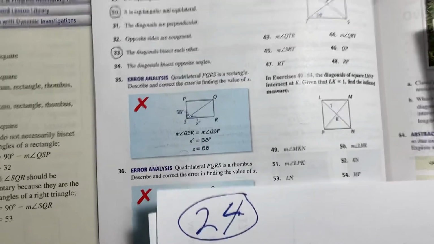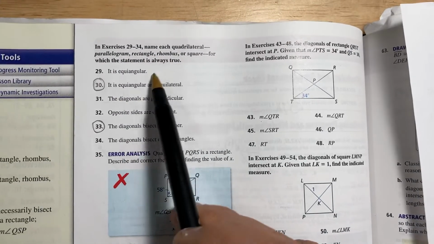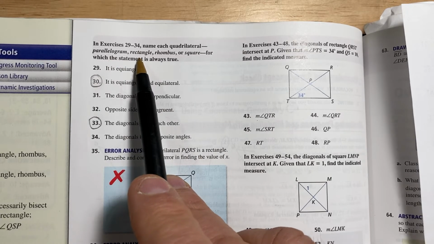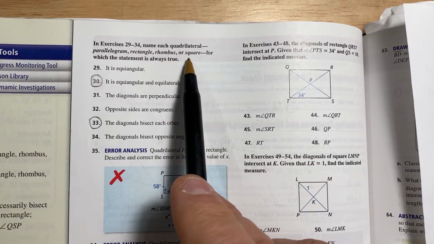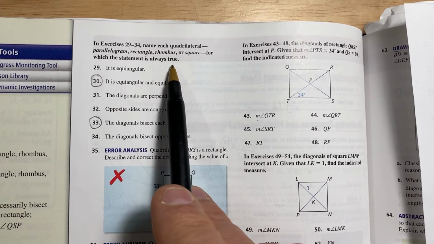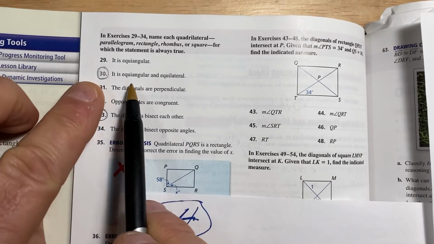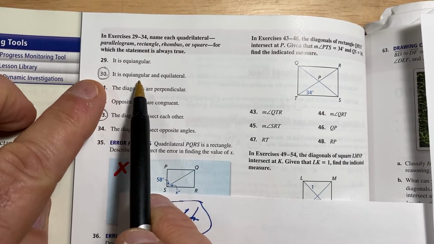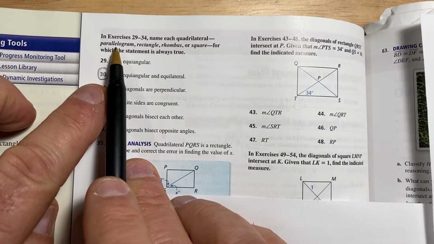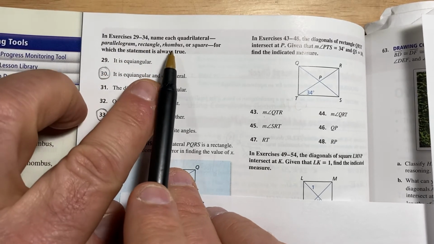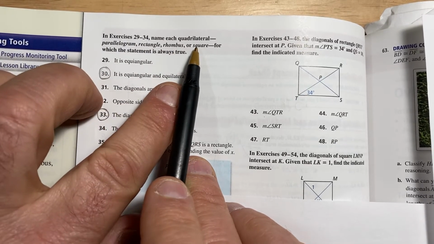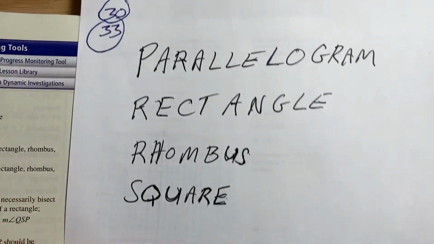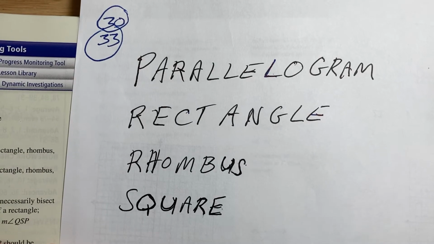The next one we have, name each quadrilateral. So it's either going to be a parallelogram and or a rectangle and or a rhombus and or a square, for which statement is always true. So it is equiangular and equilateral. So a quadrilateral is equiangular and equilateral. Is it always going to be a parallelogram? A rectangle? A rhombus? A square? You have 4 choices. You have to write all the ones that satisfy that statement.